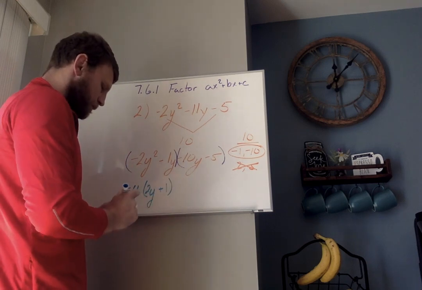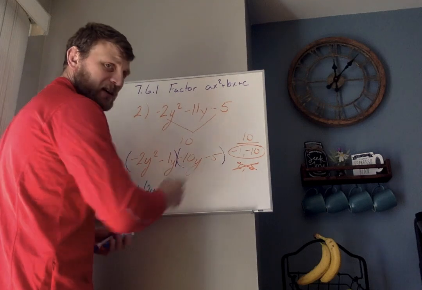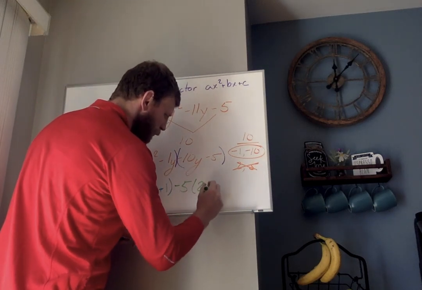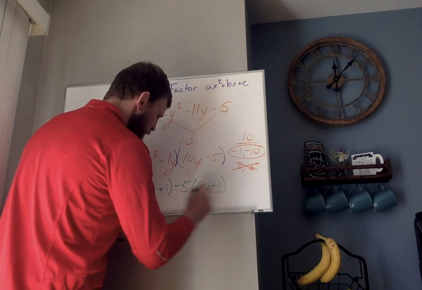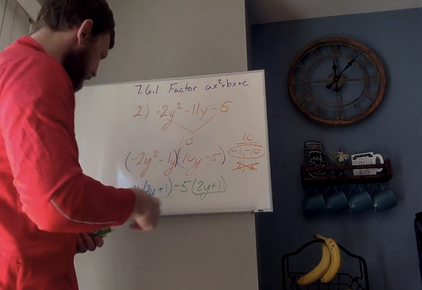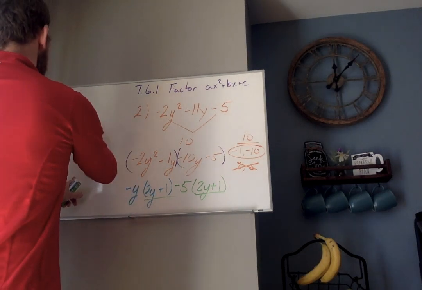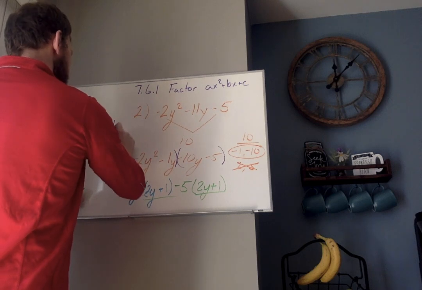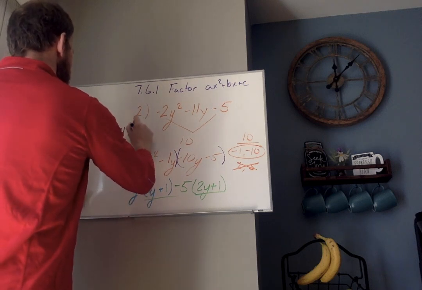Here, they share a negative 5, so I'm going to pull that out. So it's 2y plus 1 as well. Notice those are the same. Good sign that I'm doing it right. So my answer is going to be 2y plus 1 times negative y minus 5.